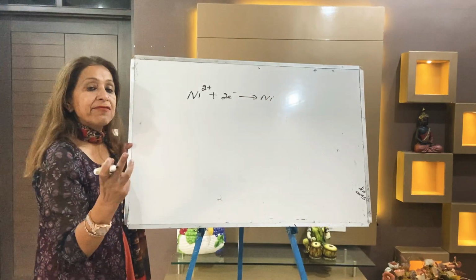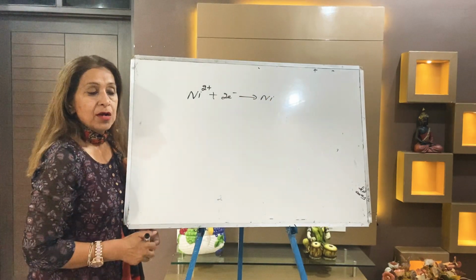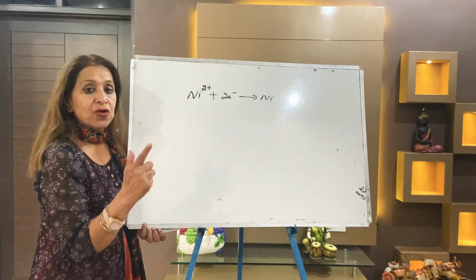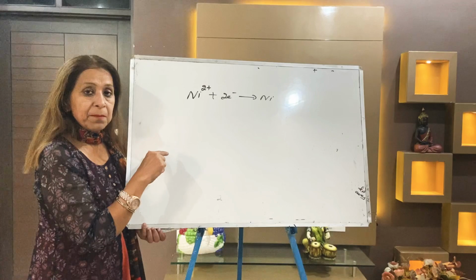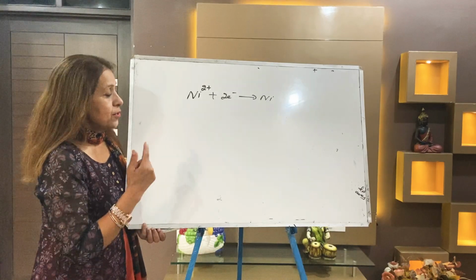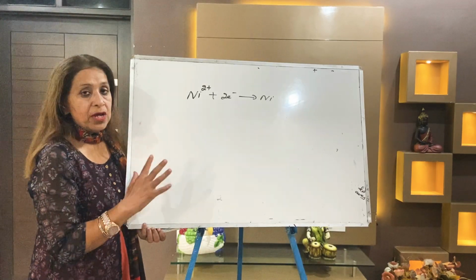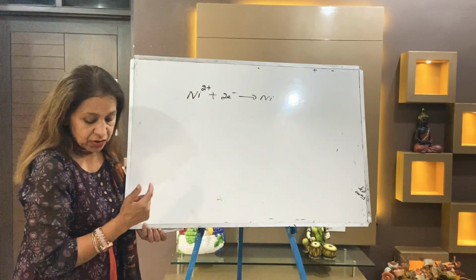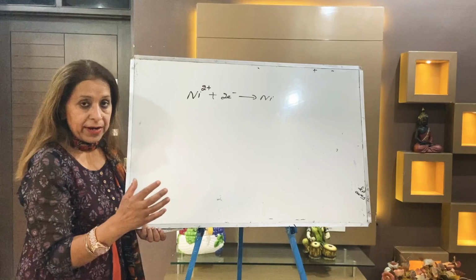In a similar way, I have written in Faraday's first law: Mn+ + ne- → M. In the same way, I have written here: Ni2+ + 2e- → Ni. So this is the first step of the numericals of electrolysis. Now they are saying this solution of nickel nitrate is there.